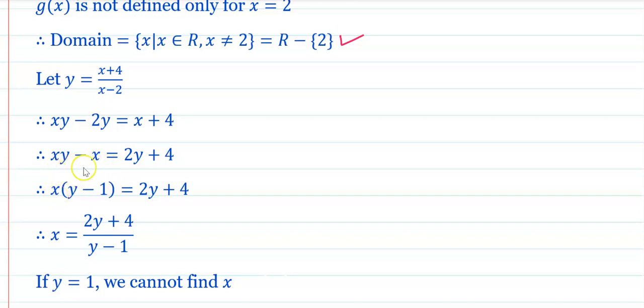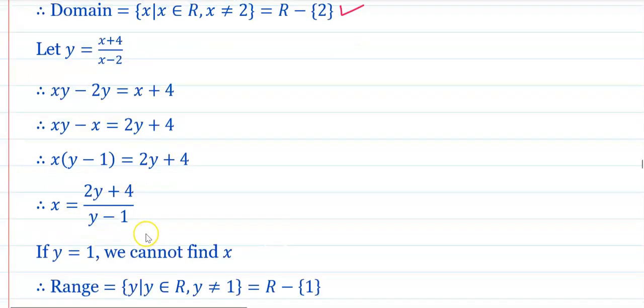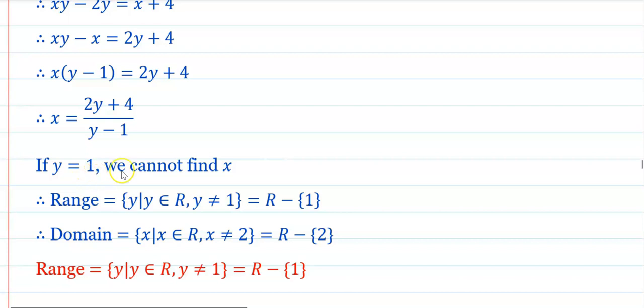If you take x common from here, then you will get x in bracket (y minus 1) is equal to 2y plus 4. And hence x is equal to (2y plus 4) upon (y minus 1). Okay, if y is equal to 1, we cannot find x. Therefore, the range is, what about the range? The range is y such that y belongs to the set of real numbers and y is not equal to 1. That is, the range is equal to R minus 1.